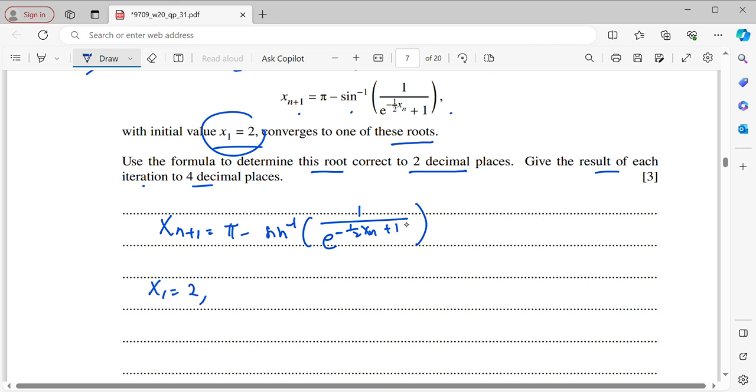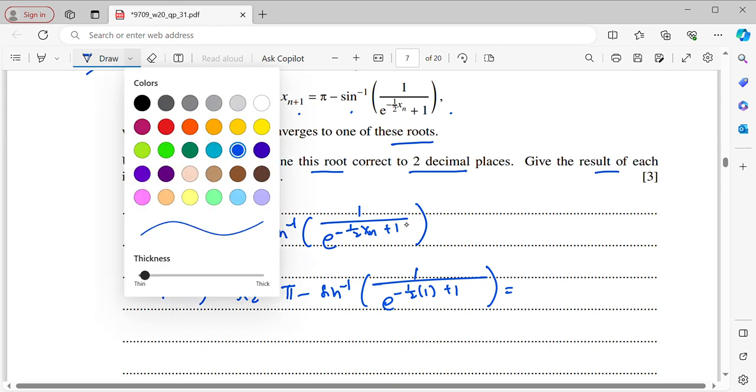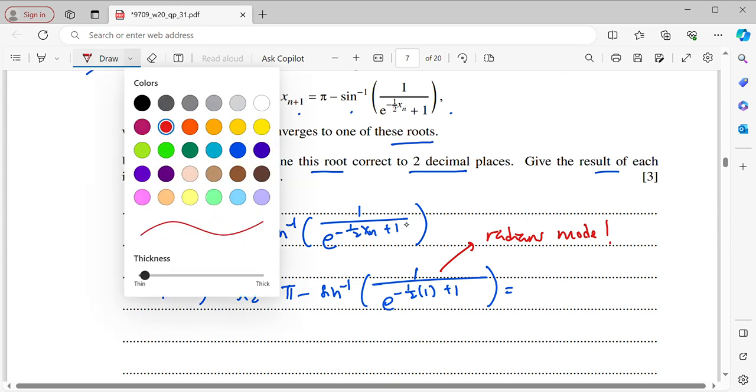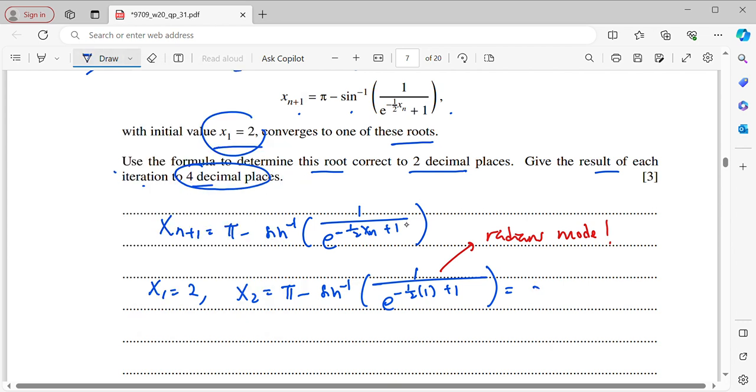So just calculate x2 using x1. And then each step will be 4 decimal places. So from here, I will be getting x2 equals pi minus inverse sine of 1 over e^(negative half times 1) plus 1. Then calculate this using radians mode. Okay, so this one, radians mode in your calculator. Then from here, you will be getting 2.3217. Alright, so now continue for x3.